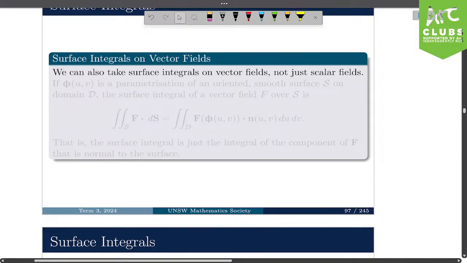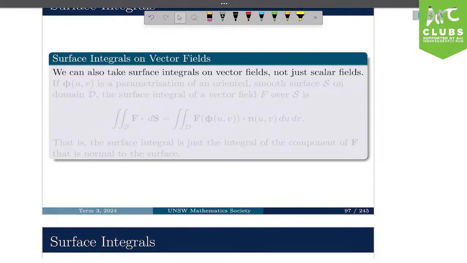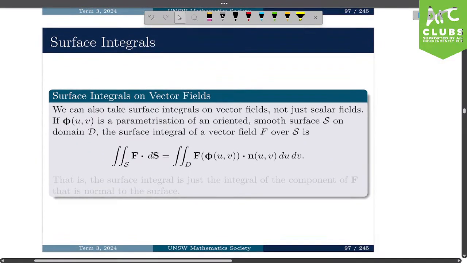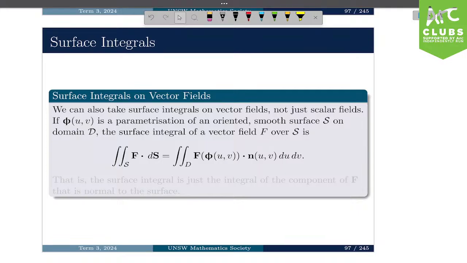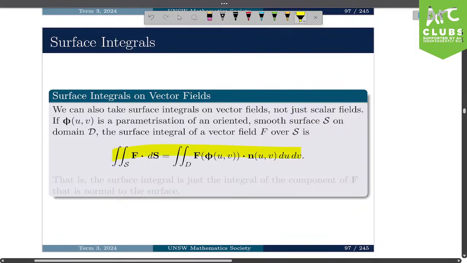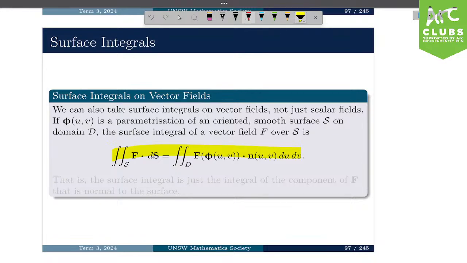So now we can extend the notion of surface integrals to surface integrals of vector fields over surfaces. It's not just something we do with scalar fields. So again, if phi is a parametrization of an oriented smooth surface with some 2D domain D, then our vector field surface integral is given by this. Not much really changes. We still have our normal vector in here, and we still plug the parametrization into the function. The only difference now is that we're evaluating the dot product.